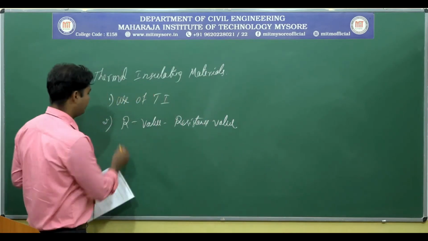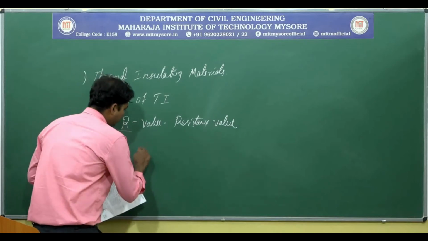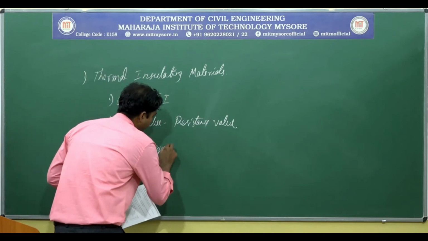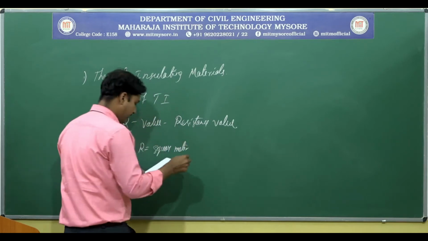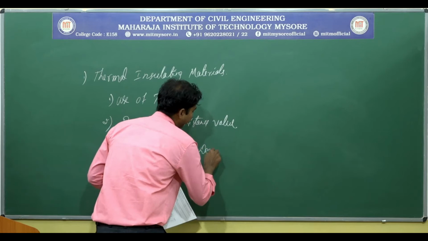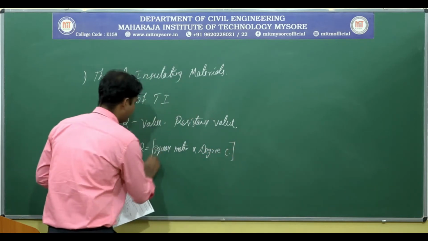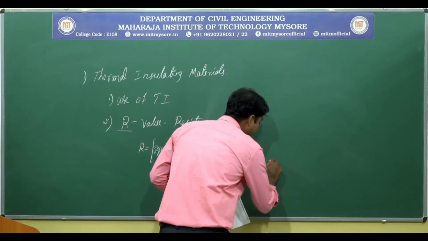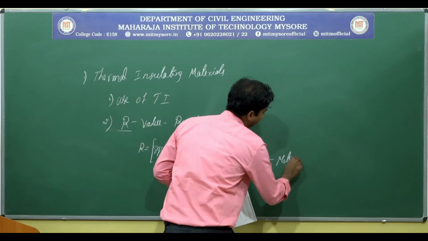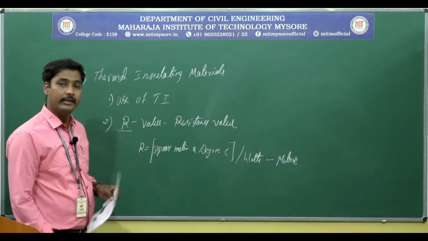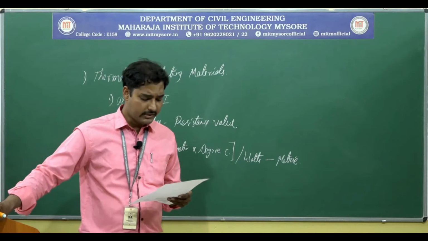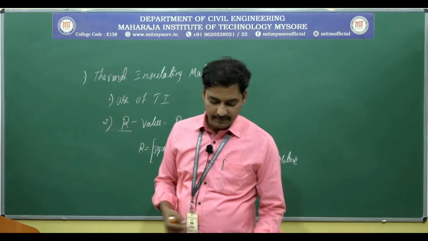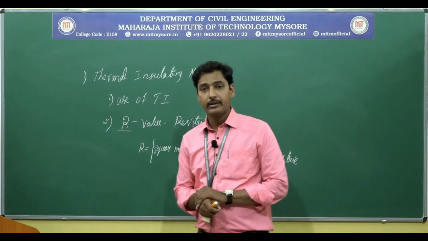So, how are we going to calculate this R value? R value is always calculated as square meter, that is area in square meter, multiplied by degree centigrade, divided by watts, in the metric system. In the English system, we prefer square feet of area multiplied by hour into degree Fahrenheit divided by BTU, that is British thermal unit.